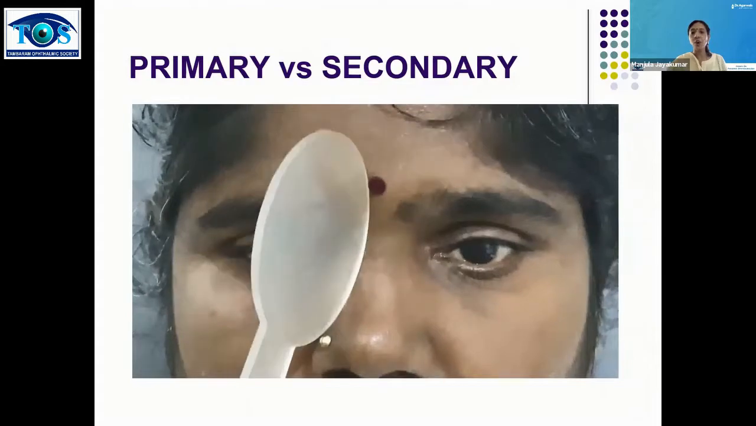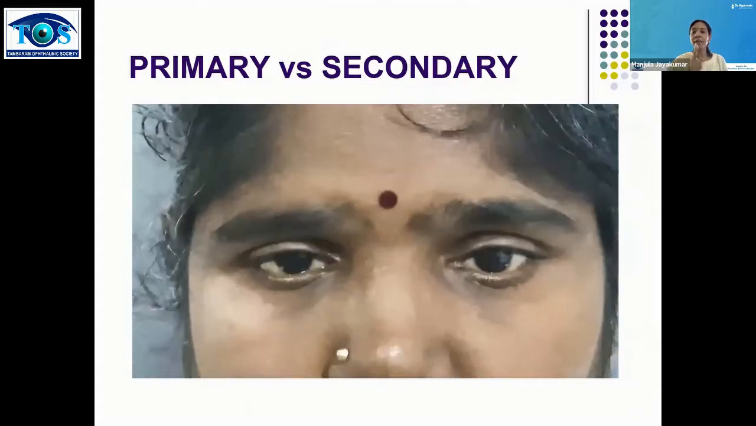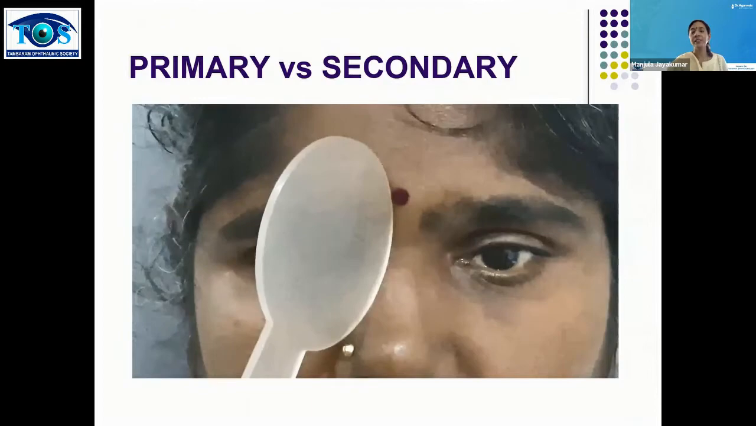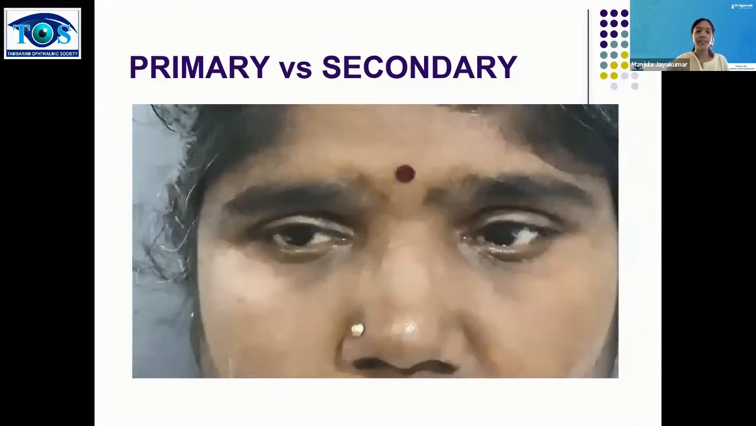So this is an incomitant phoria, and what you're getting is primary versus secondary. So what does this patient have? Let's go to the next one.